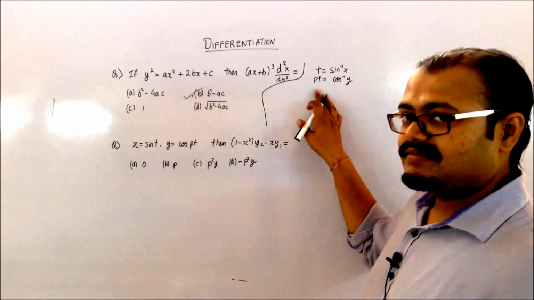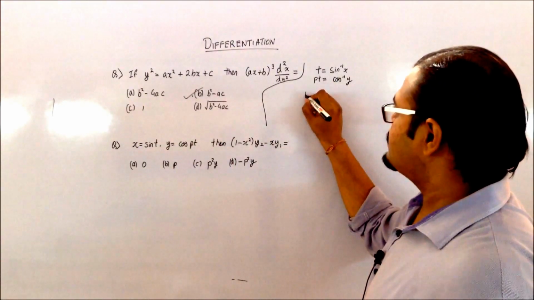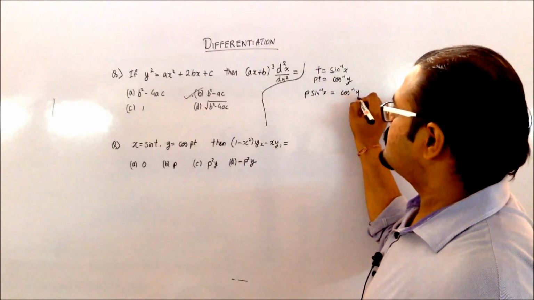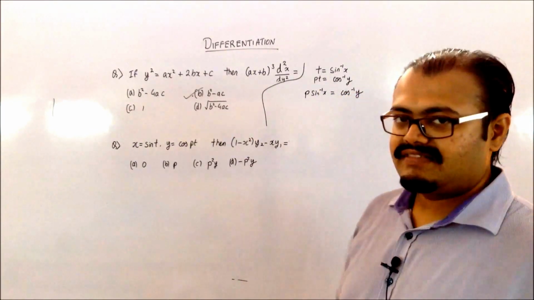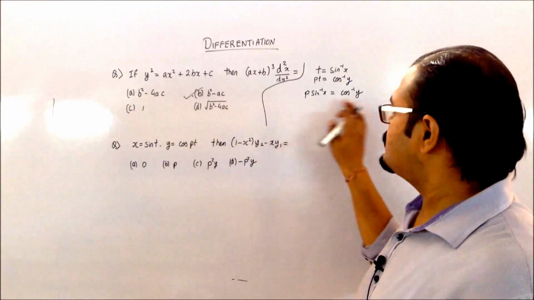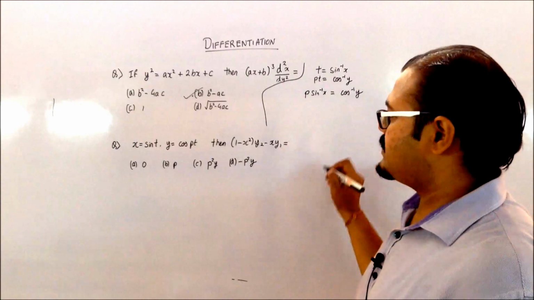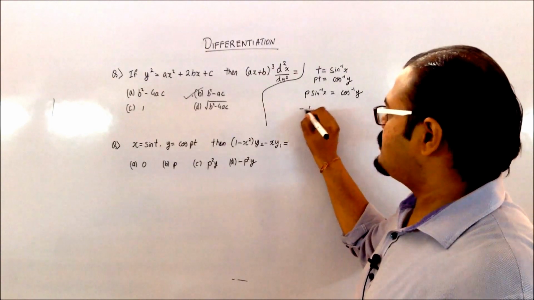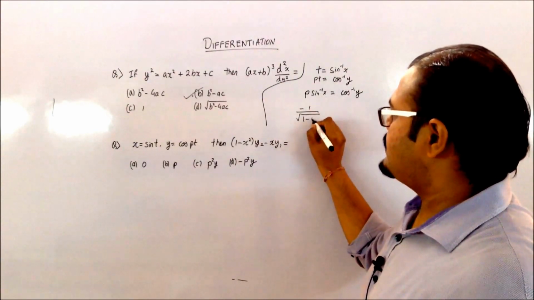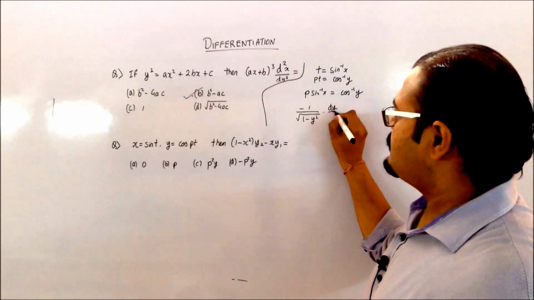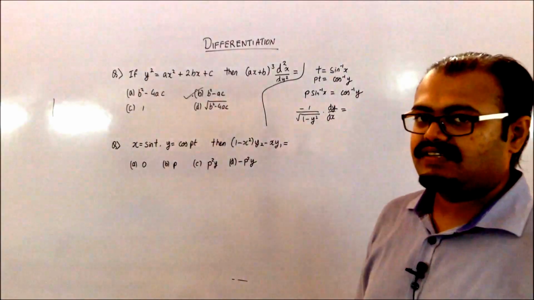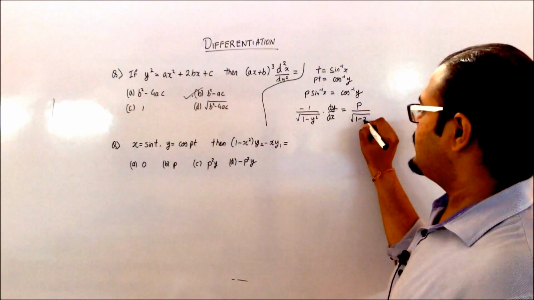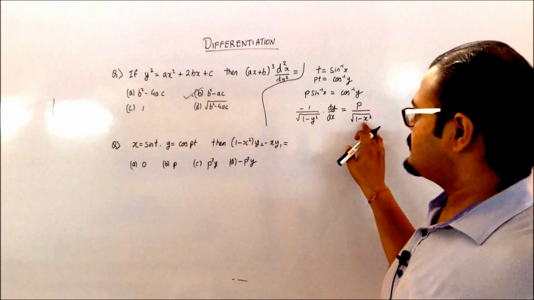So you can eliminate the term t from this. So you will get p into sine inverse x is equal to cos inverse y. Now if you take the derivative of this term, you will get your required term. So you take the derivative with respect to x. The derivative of cos inverse y will be minus 1 upon root of 1 minus y square into dy by dx, which will be equal to p into the derivative of sine inverse x, which is 1 upon root of 1 minus x square. So what you are getting is this particular thing.